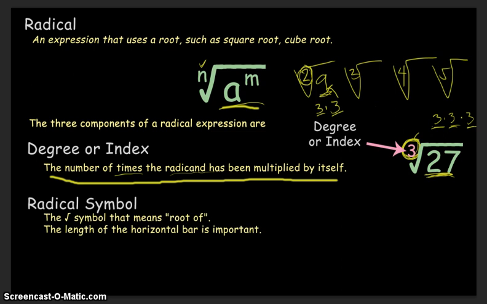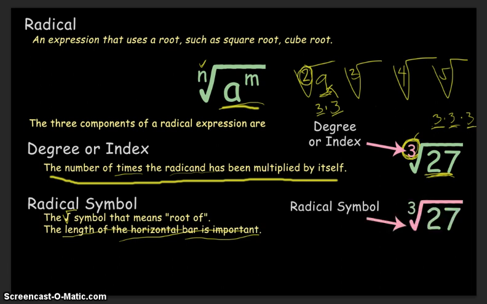Another part is the radical symbol. The radical symbol means root of. The length of the horizontal bar is important. Okay. So this is the radical symbol. Ito siya. Okay, so that is the radical symbol or radical sign.